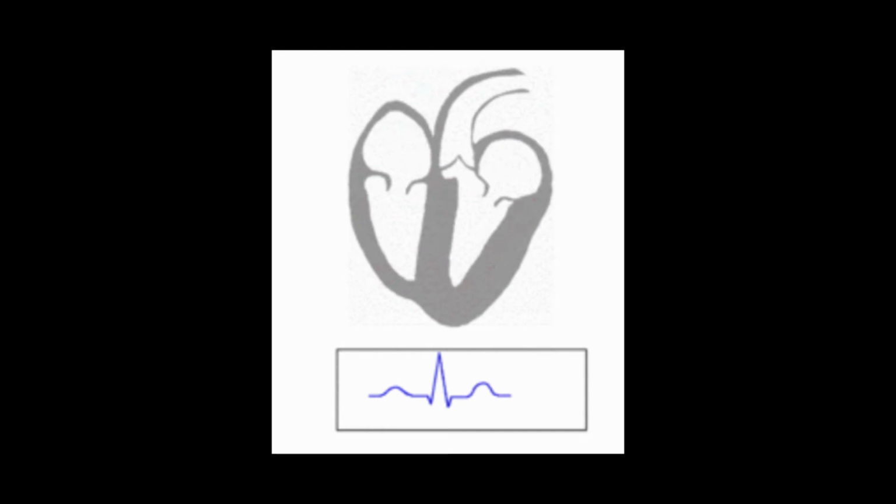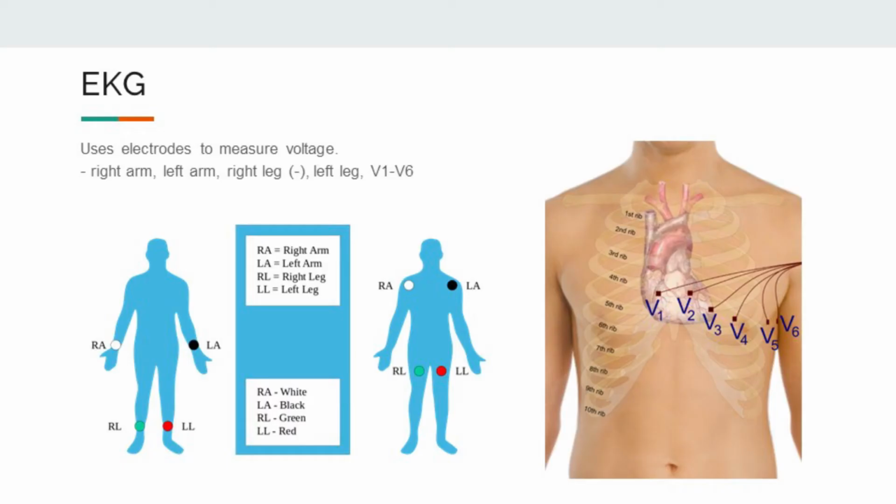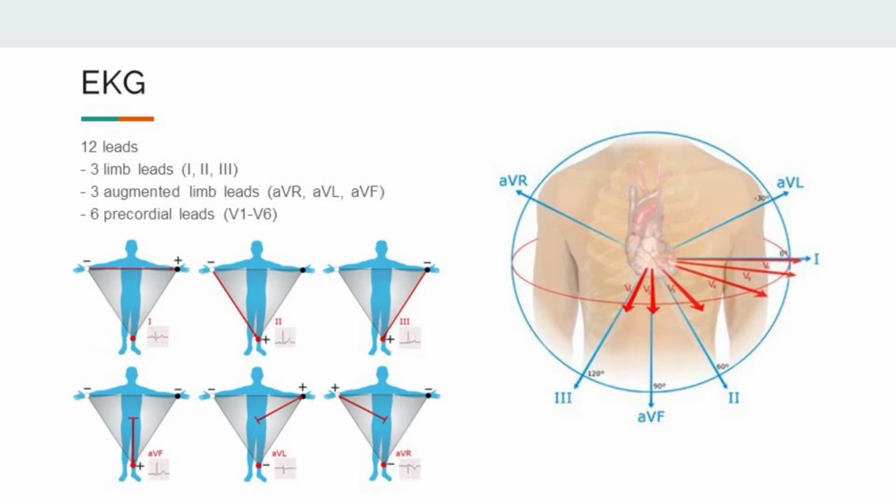Now let's talk about how the EKG machine works. The EKG machine uses multiple electrodes to measure voltage. For a 12-lead EKG, there are 10 electrodes that get placed on the body. One goes on your right arm, one on your left arm, one on your right leg, and one on your left leg. The electrode on your right leg is the ground, and then 6 more electrodes get placed on your chest around the heart. This results in 3 limb leads, 3 augmented limb leads, and 6 precordial leads, which make up the 12-lead EKG.